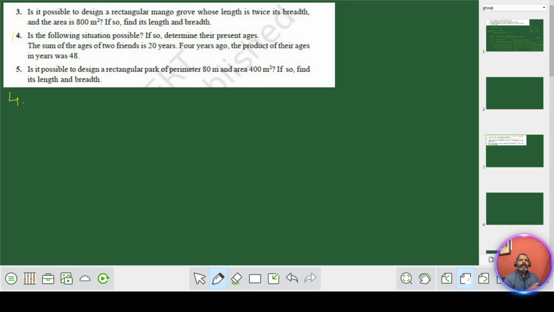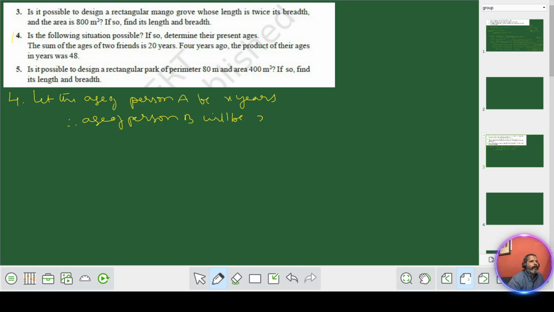Let's construct the quadratic equation. Let's try. So here, let the age of person A be x years. Therefore, age of person B will be 27 minus x, right? Because their ages sum will be 27. Sorry, 20. 20 they give, right? 20 minus x it is.